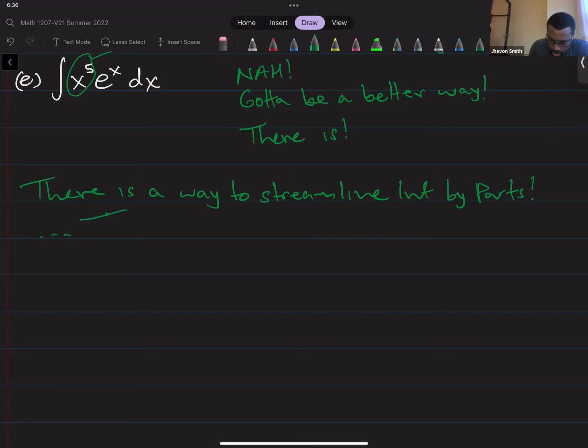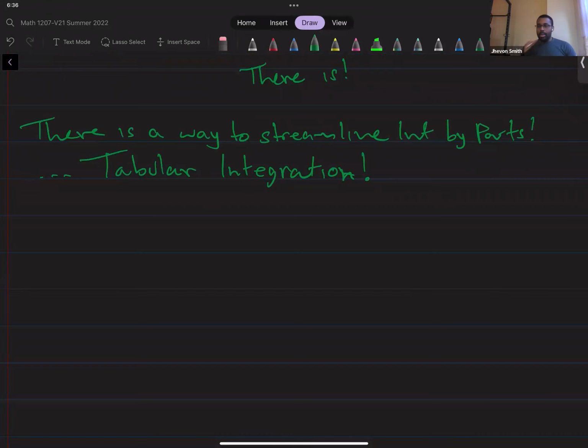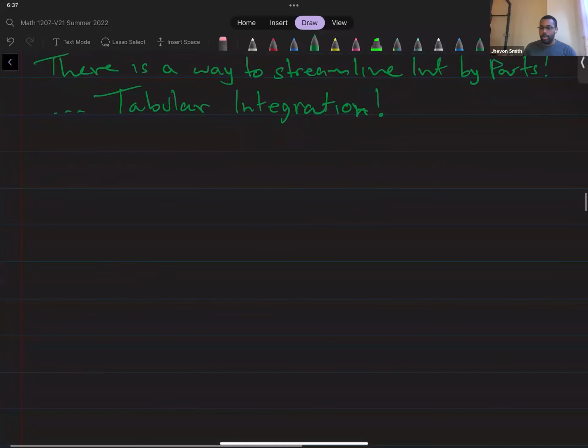So it's called tabular integration. So let me introduce you to tabular integration. I'm going to show you how this is going to work.